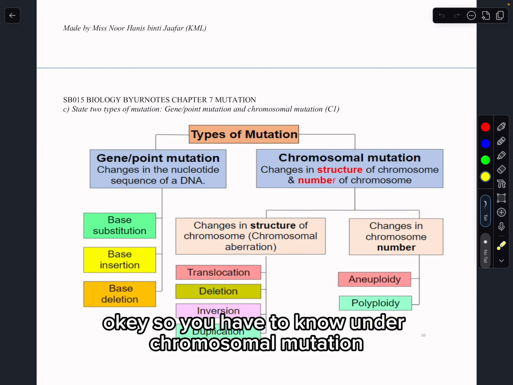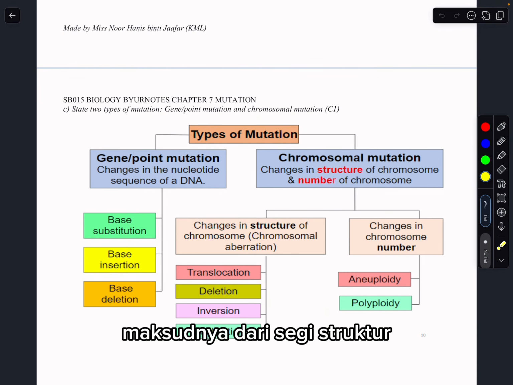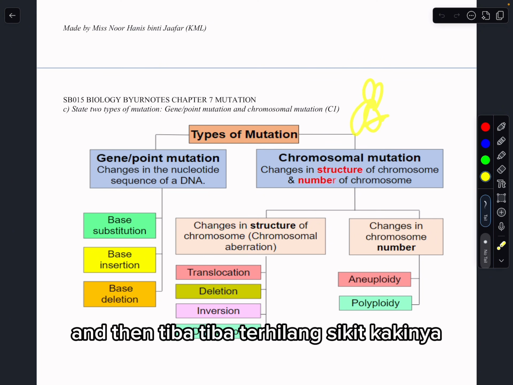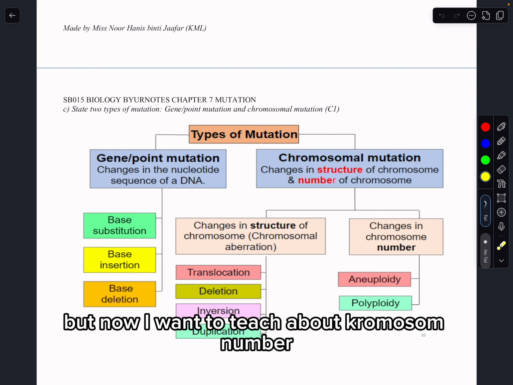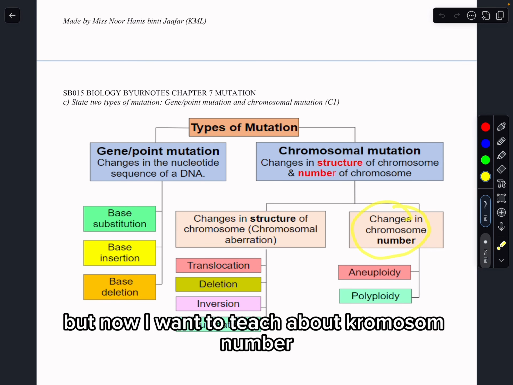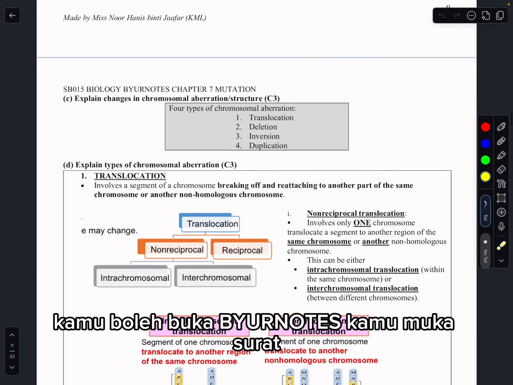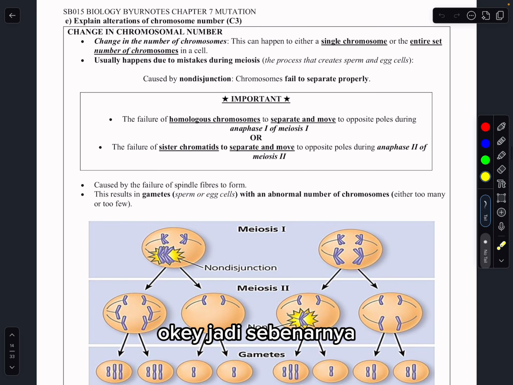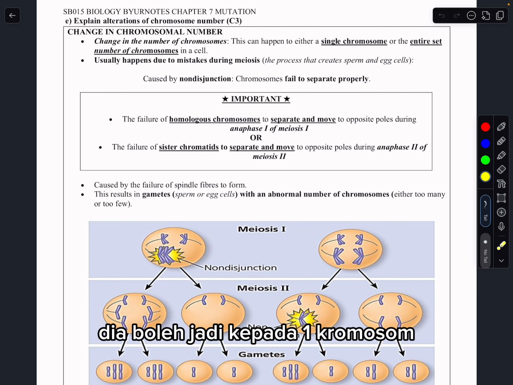Okay, so you have to know under chromosomal mutation, we have changes in structure of chromosome. Maksudnya dari segi struktur, mungkin kromosom kita berbentuk begini. And then tiba-tiba terhilang sikit kakinya, terhilang sikit tangannya. Itu dari segi struktur. But now I want to teach about chromosome number. So the changes in chromosome number. So let's go back to that page. Kamu boleh buka bio notes kamu, muka surat 13. Okay. Jadi sebenarnya untuk alteration of chromosome number, dia boleh jadi kepada satu kromosom ataupun entire set of chromosome.